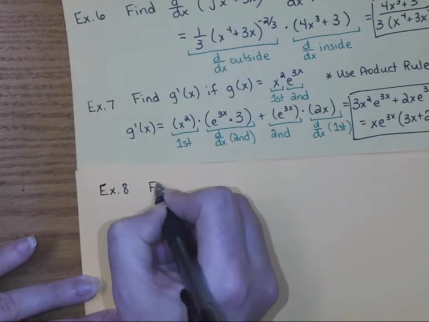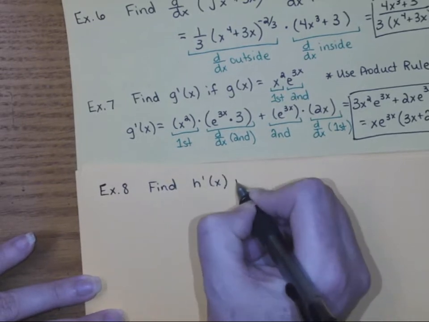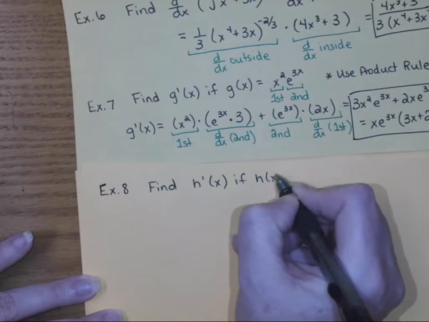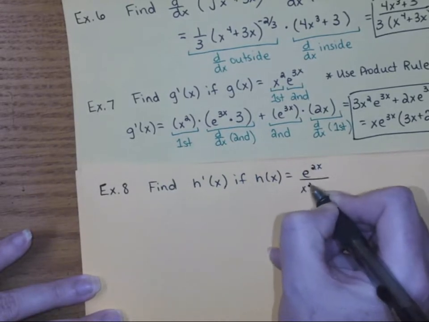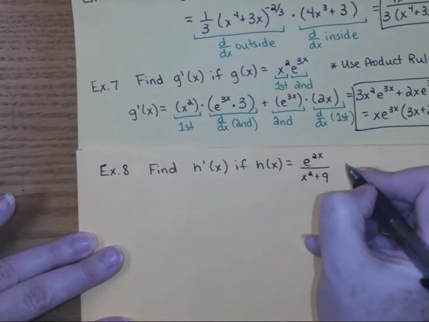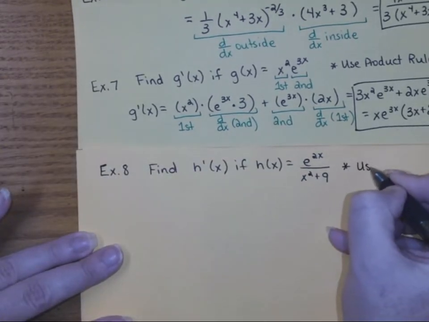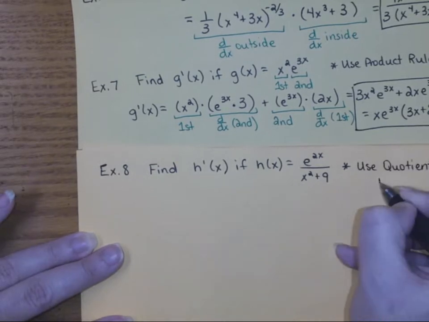All right, so what about one where we have to use the quotient rule? So I wouldn't say we ever love to use the quotient rule. The quotient rule is probably one of our more tedious formulas, right? But in this case, we don't have a choice. We're dividing, so quotient rule is definitely the way to go.